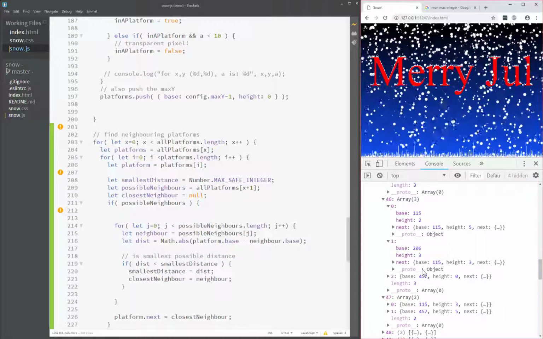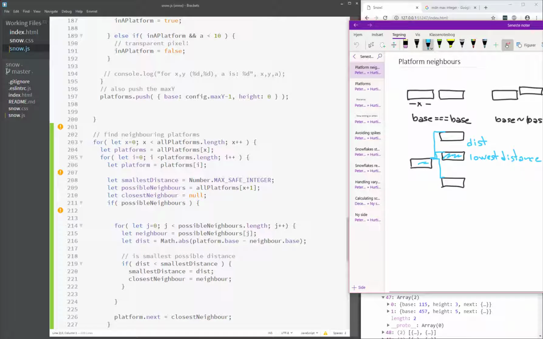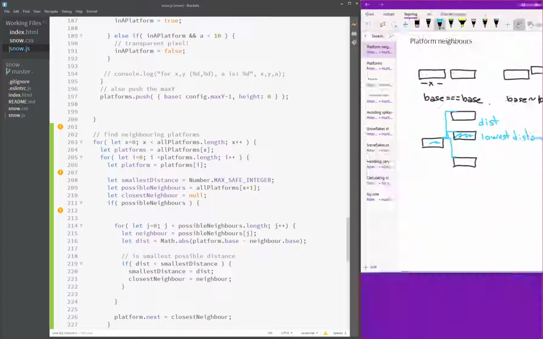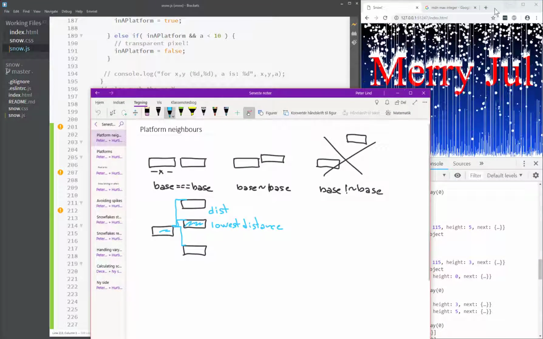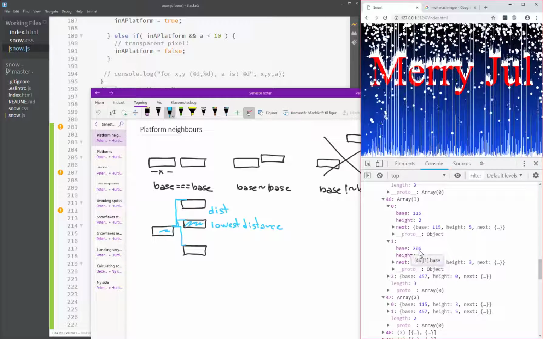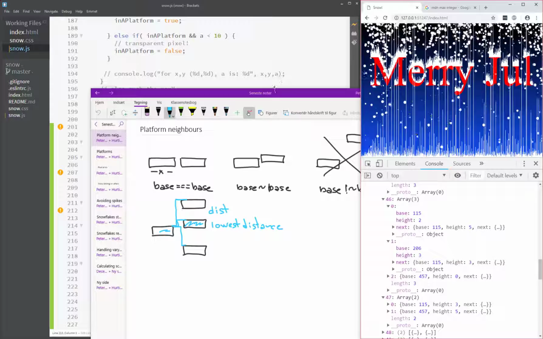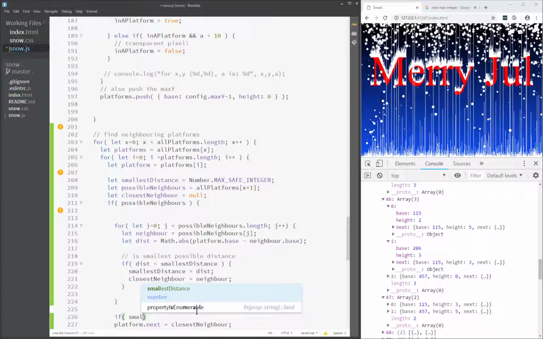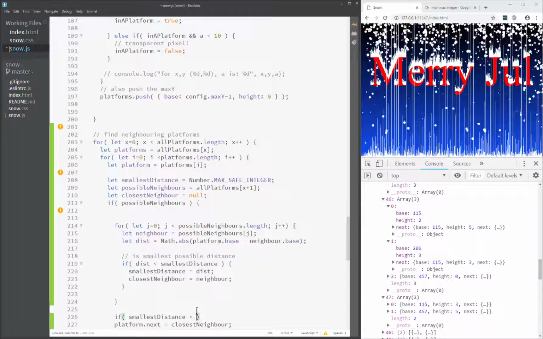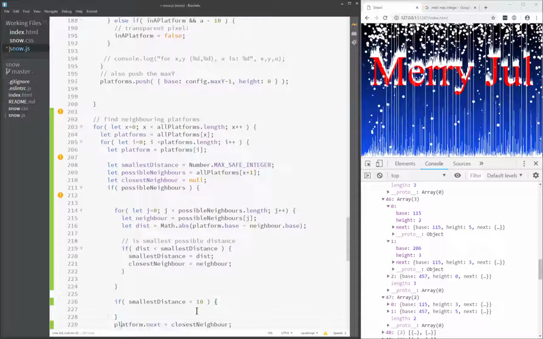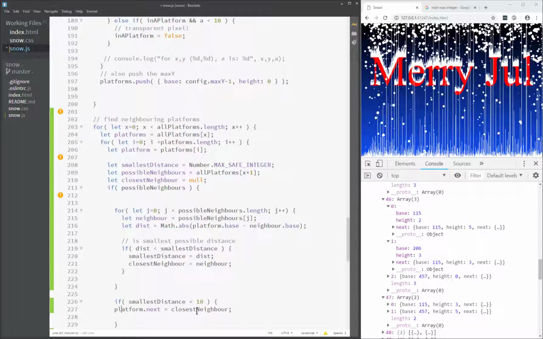So, how do I fix that? Well, I already talked about it, actually. Here, if the bases were too far apart, they wouldn't be neighbors. So, these two here, where did it go? So, this one at 206 could not be neighbor to 115. There's simply too far between them. So I'm going to here and say, okay, but the distance. If the smallest distance is less than, and I'm just going to pick a number that's in there, 10 pixels, then and only then can we have a neighbor.